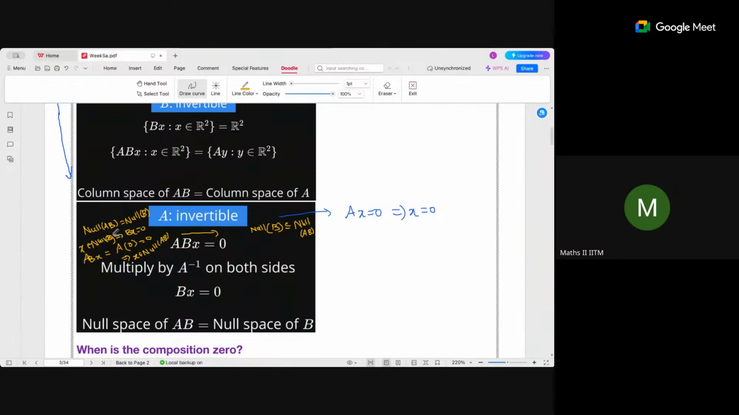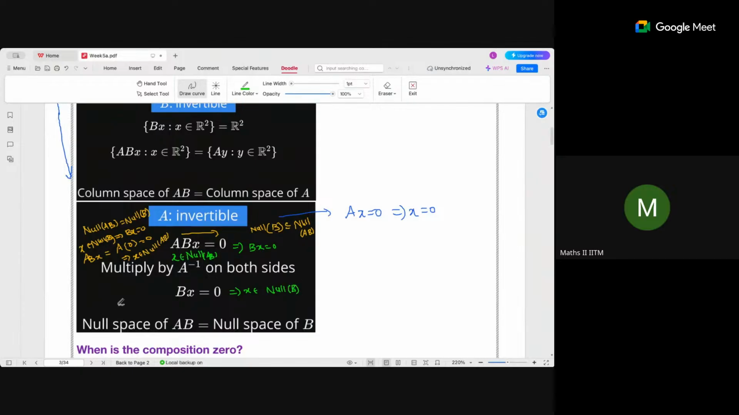Up to this, is it fine? One side equality we have proved, is that fine? Now to prove the other side inequality, we have to consider, let us say X is in null of AB. So the other side, now I am taking X from null of AB. Right? So now ABX is equal to 0. Now according to the invertibility property, if ABX is equal to 0, then BX is equal to 0. Right? Because A is invertible. Now BX is equal to 0 means X belongs to null of B.